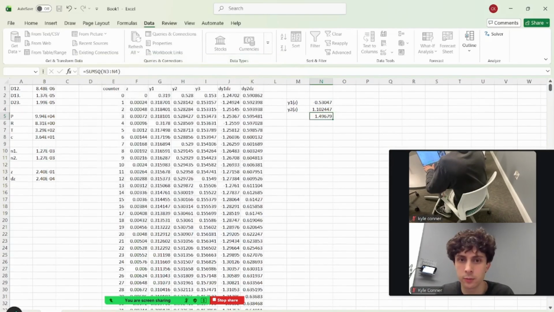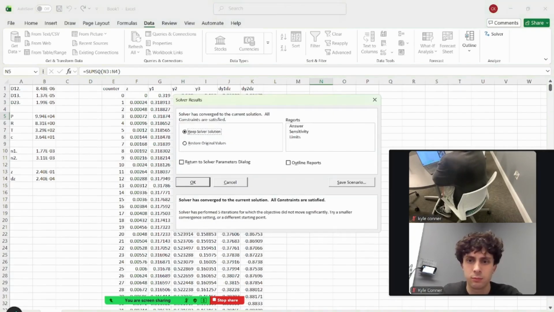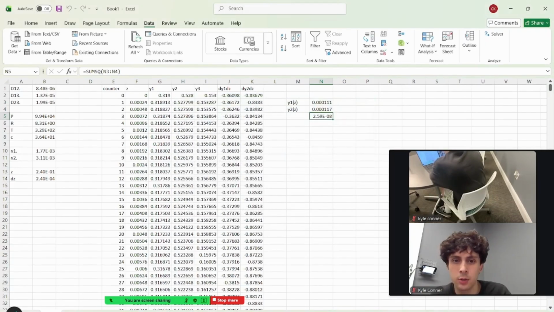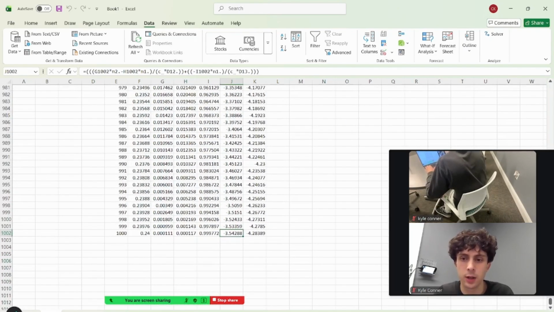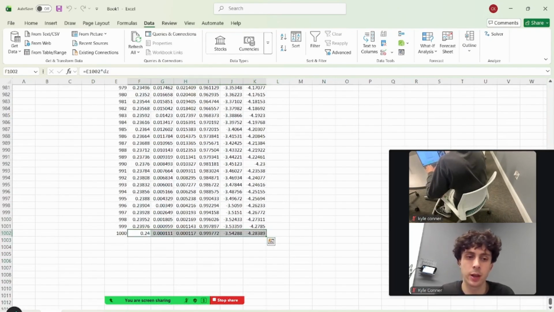And now we can solve. So wait for that to load for a second. Okay, so we get 2.59 e to the 8. So let's check at the bottom here. And again, much closer to 0 than what we previously had.